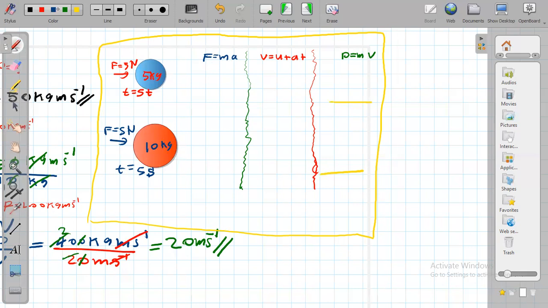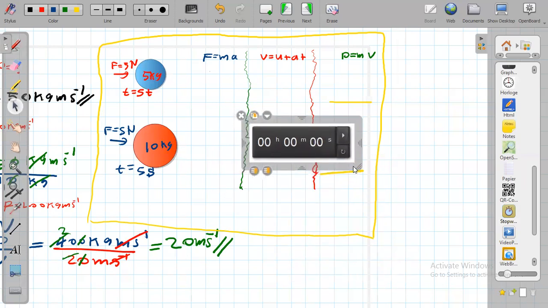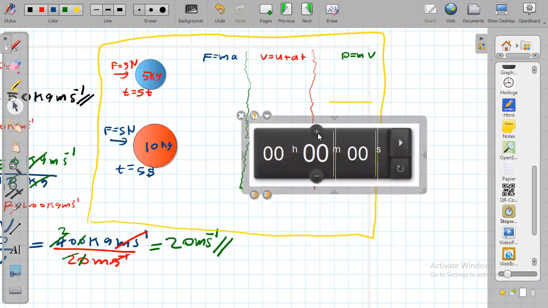I have given the instruction what to do. The first thing is apply F equals ma, find out the acceleration, and apply that acceleration to find out the velocity. Then apply P equals mv and get the momentum. I'll give you like 3 minutes, more than enough. Right, your timer begins now. Okay. Now your time is over.